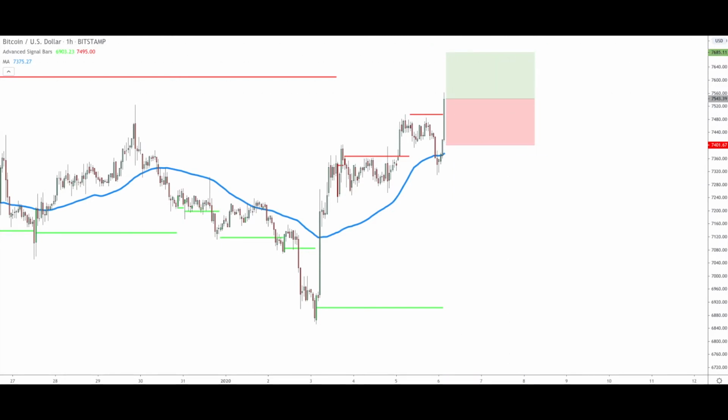So let's now just see how the price moves in the coming days.